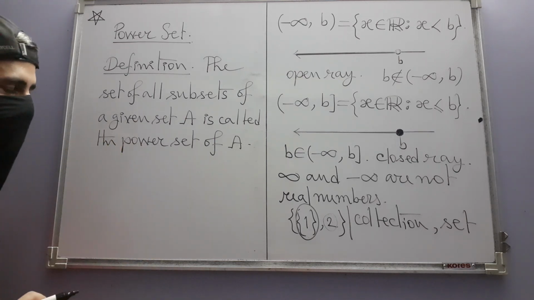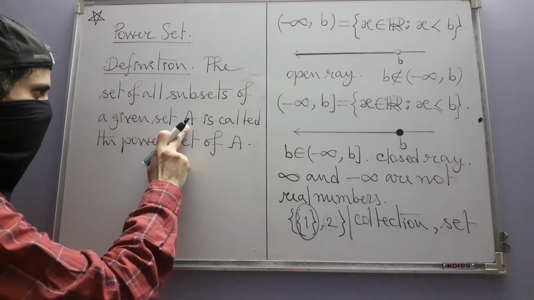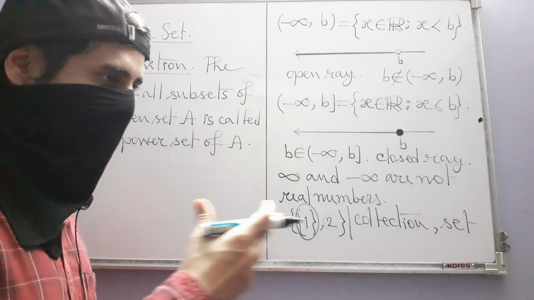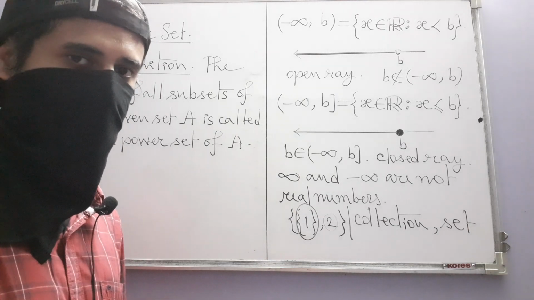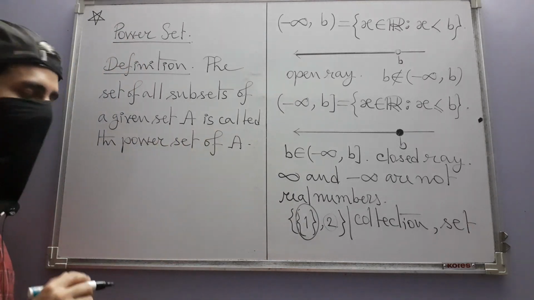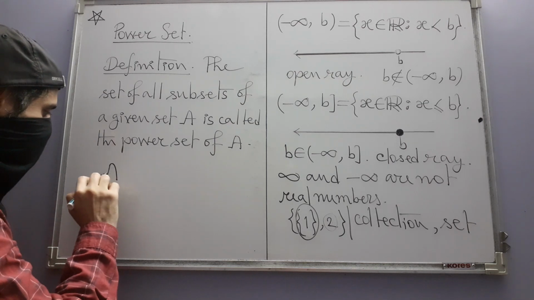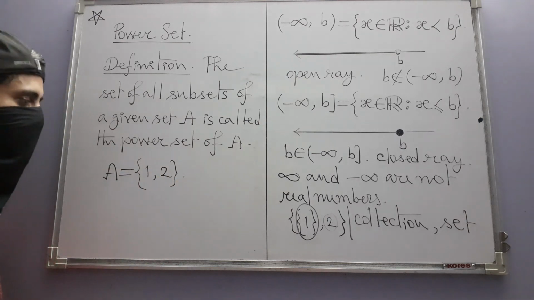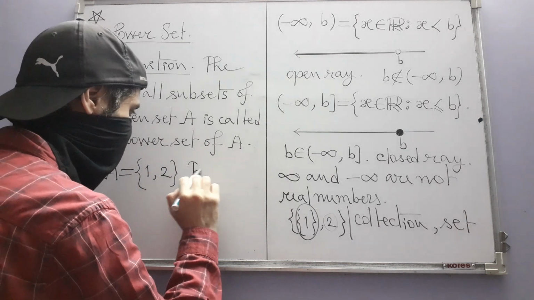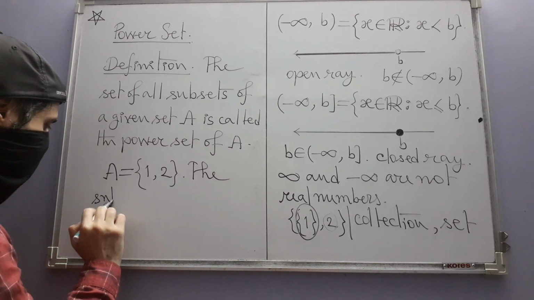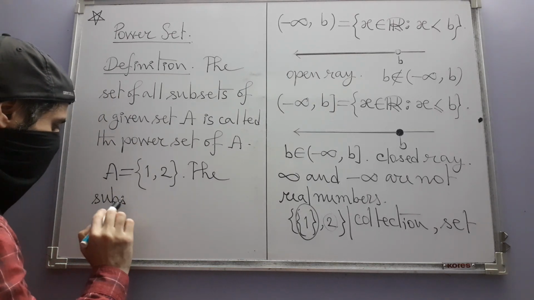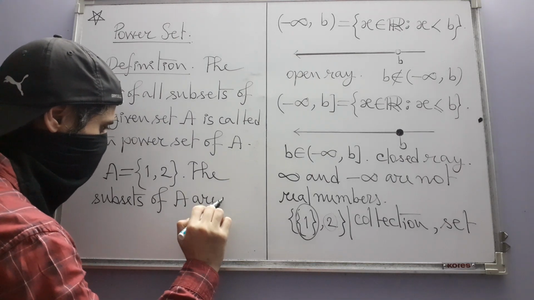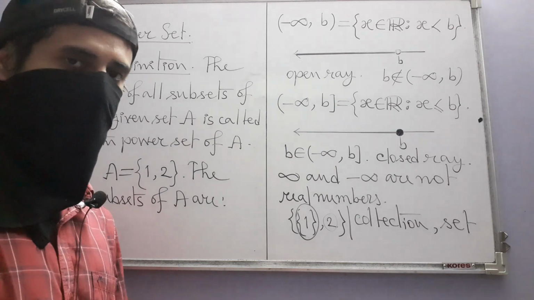Now what is the definition saying? The definition is saying that if you have a set A and you collect all its subsets and then combine them, bring them together and form a set, that set is called the power set of A. Let us take an example. Suppose A is the set consisting of these two elements 1 and 2. The subsets of A are, okay.